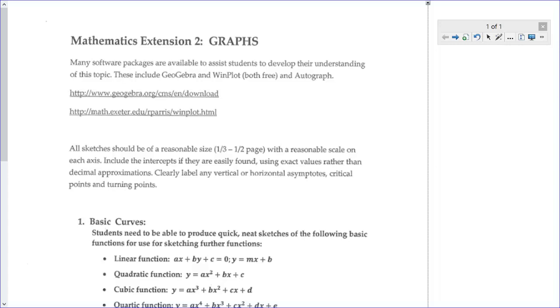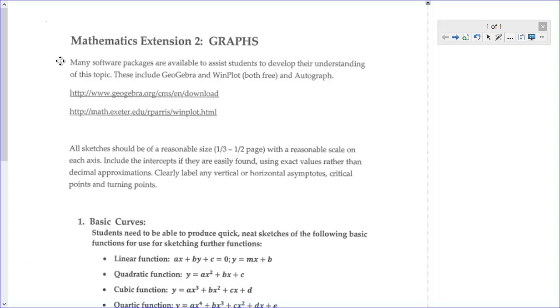This is an introduction to the graphs topic in Extension 2. In this section, we're going to quickly review some of the concepts from 2-Unit and Extension 1 before moving on to some more complex ideas.